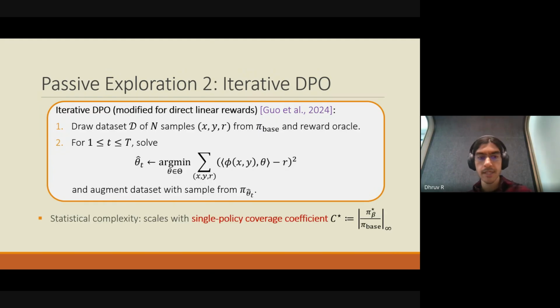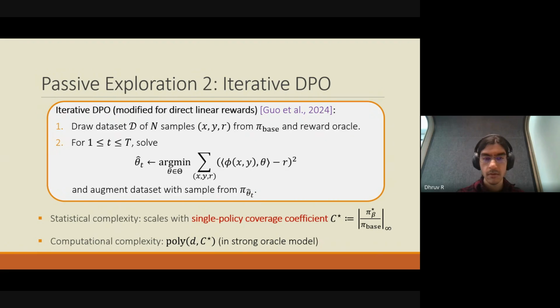And what one can show is that now the statistical complexity scales only with a single policy coverage coefficient and also the feature dimension. So the single policy coverage coefficient is the density ratio between the optimal policy and the base model. So this, again, we are going to think of as fairly large. Ideally, we would not like to pay it. The computational complexity here, again, is roughly the same as the statistical complexity, because at every iteration, you're solving some efficient optimization problem. However, one caveat here is that this does require the strong oracle model. You need to sample from different pi thetas, not just from the base model. So that's the state of affairs for sort of practical algorithms.